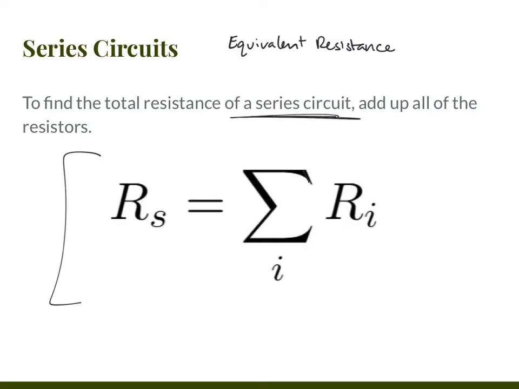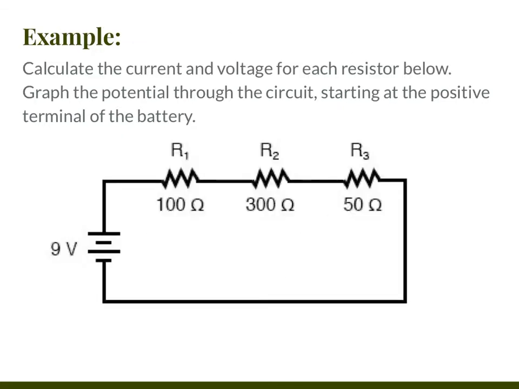This giant sigma means sum. I is just an index. It would go over all of the resistors. It says the sum of all of the resistors is the total resistance, or the equivalent resistance, of a series circuit. And we're going to look at that here with this example problem. This problem says calculate the current and voltage for each resistor below. Graph the potential through the circuit starting at the positive terminal of the battery.